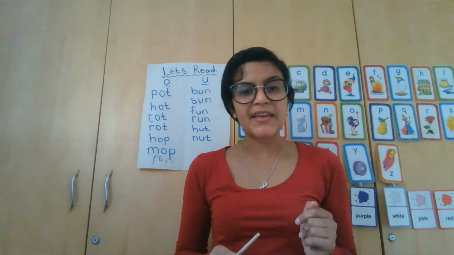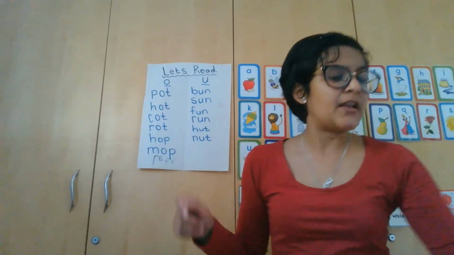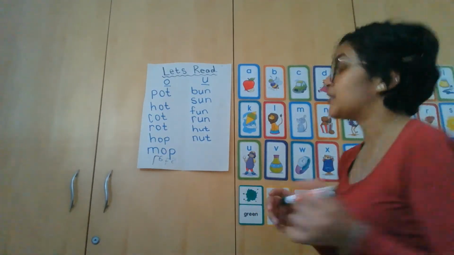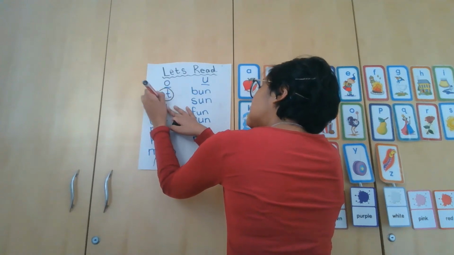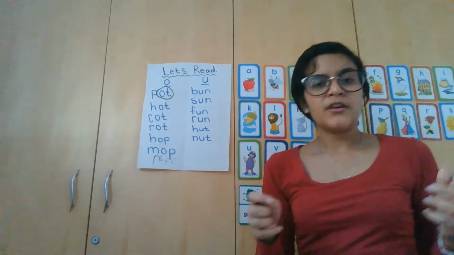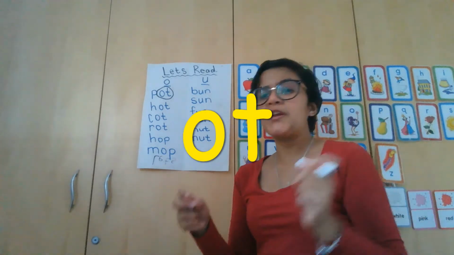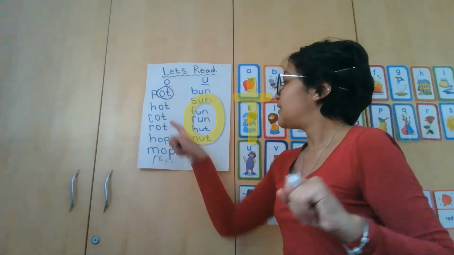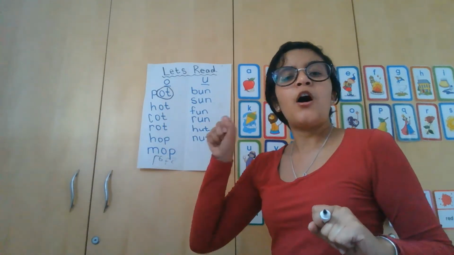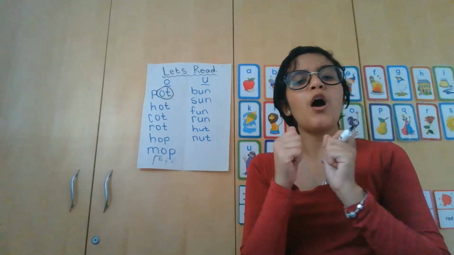So what we're doing is we are saying the beginning letter and then we are putting these last two sounds, I'm going to circle it, these last two sounds together. So that makes the sound that goes ot. So we know we're going pot, pot, hot, because h and t together goes ot.